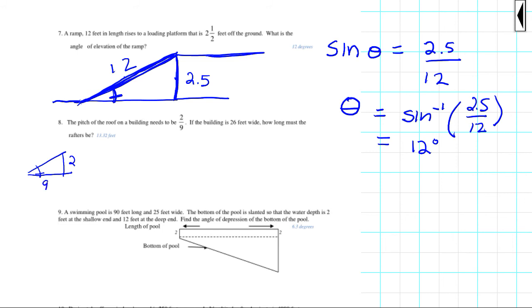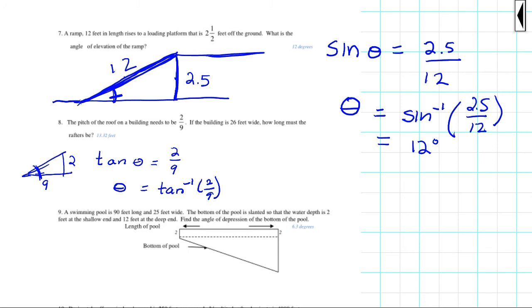So if we want to figure out what angle we need in order to have a pitch of 2 over 9, we need to use the tangent. The tangent of the angle is equal to 2 over 9. Therefore, the angle is equal to the inverse tangent of 2 over 9. Now, I don't have that number right in front of me. So, I will show you what you do with that.